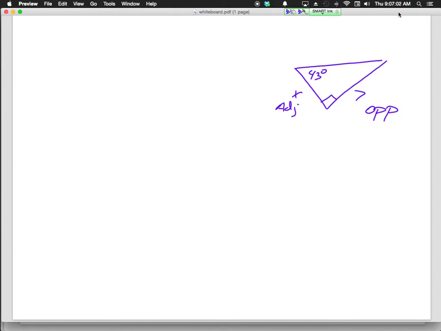Once I see the two sides I'm dealing with, then I can choose what? I choose the trig function. So I'm going to choose tangent of 43 degrees. And again, what does tangent of 43 degrees represent? A ratio. Okay, so I need to figure out what that ratio is in this particular triangle. What is it? It ends up being 7 over x because the definition of tangent is opposite over adjacent.